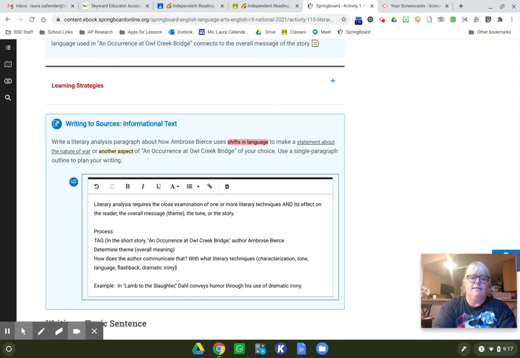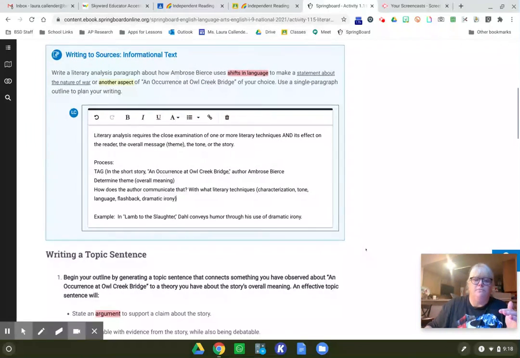So basically, identify a theme. Then identify how the author communicates that theme. So what techniques does he use? Okay, that's going to be your process. Once you have that, then you will have your entire topic sentence. It will sound something like what we have down below.